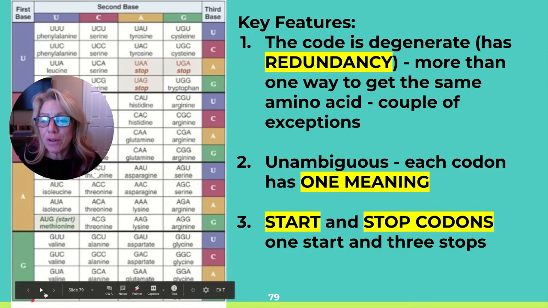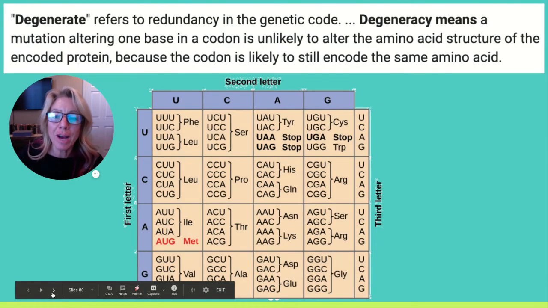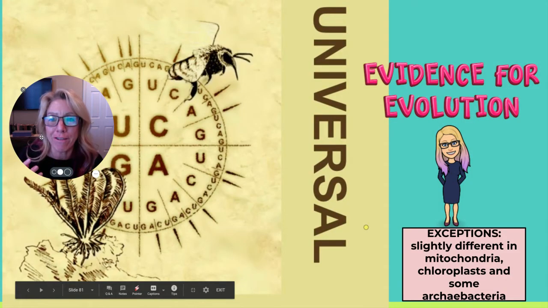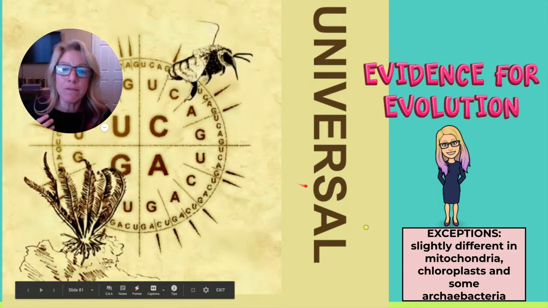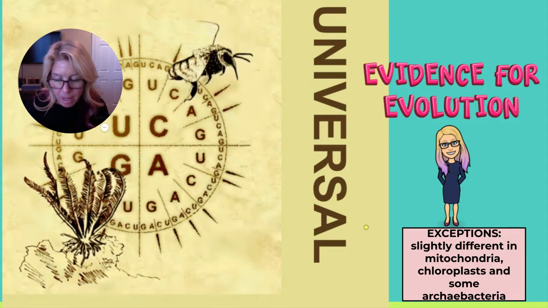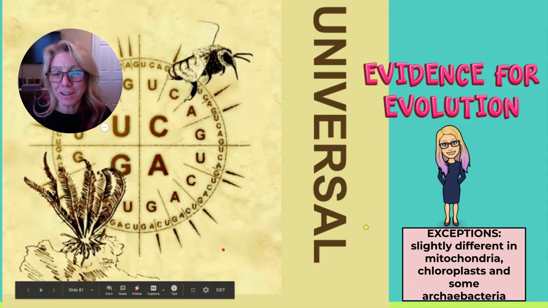This genetic code is universal. It's found in all life. And it's one of the key features for the evidence of evolution. There are a few exceptions, but it is evidence, and you want to put this in your notes, of common evolutionary heritage, meaning all life speaks that same language, that same nucleic acid language. Okay, and there's a few modifications here.